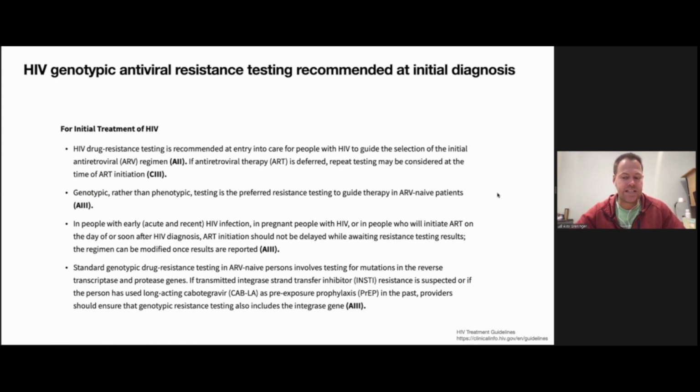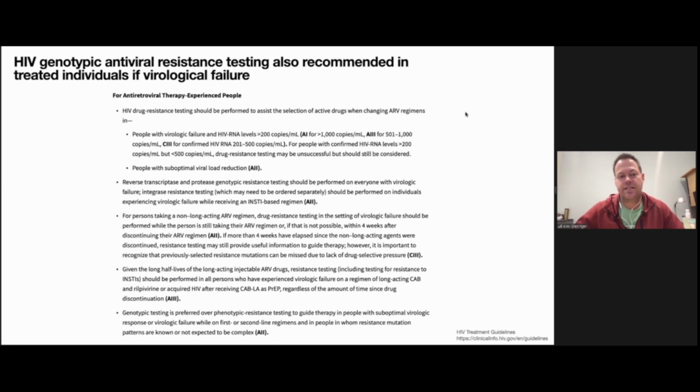This is here from the HIV treatment guidelines indicating this initial diagnosis testing, as well as the requirement for genotypic testing. This is unique about HIV, but similar to other viruses, we also do HIV resistance testing in the context of virological failure. So individuals who have breakthrough of especially greater than 1,000 copies per mL or 500 copies per mL, and then some evidence for greater than 200. So any real evidence of virological failure is indicated for drug resistance testing.